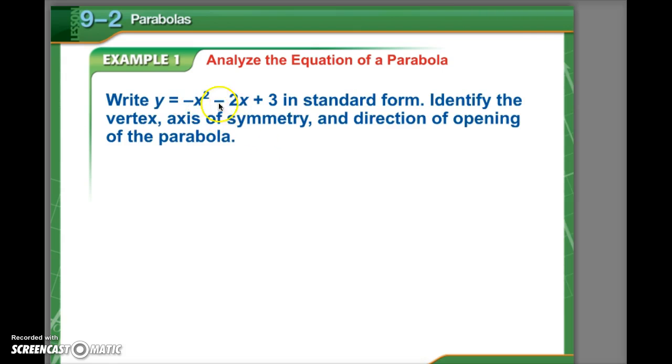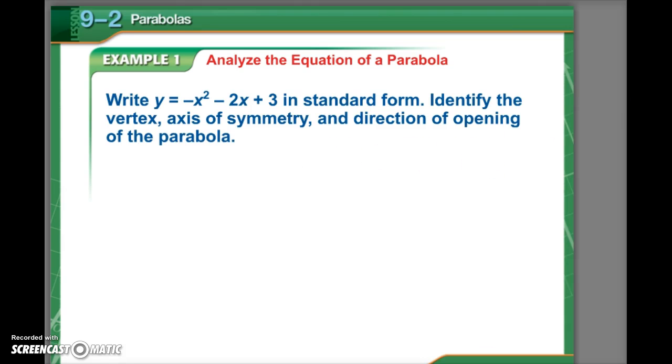We're going to take this equation. So actually, if we look at this, it says we need to write it in standard form, but I'm pretty sure just by looking at this that it already is in standard form. Remember, standard form was ax squared plus bx plus c, and it's already written that way. So really all we need to do is identify the vertex and the axis of symmetry and the direction that the parabola opens.